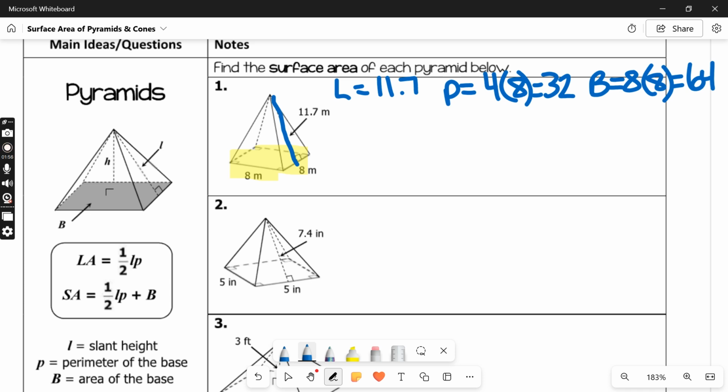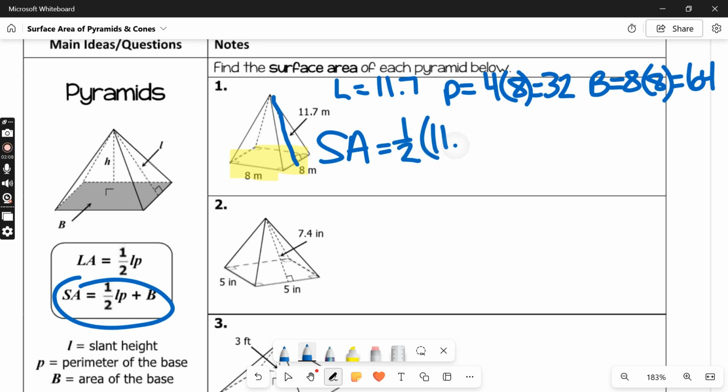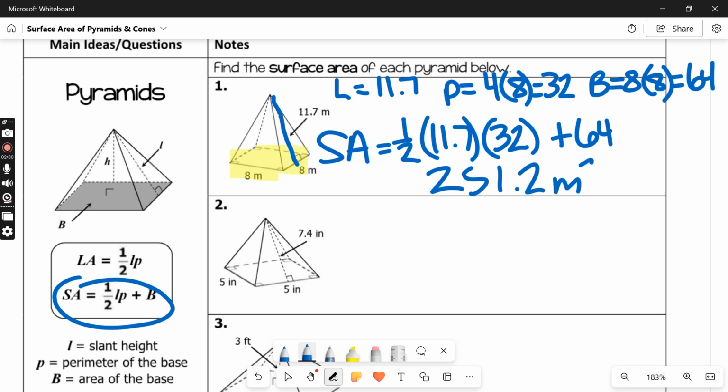So those are the three things I need: lateral height, perimeter of the base, area of the base. And then I'm going to fill in my formula. So I'm going to say my surface area is equal to 1/2 the lateral height, which was 11.7, times the perimeter of the base, plus the area of the base. Okay. So once I have that, I can go ahead and type that into my calculator, and I should get 251.2 meters squared.